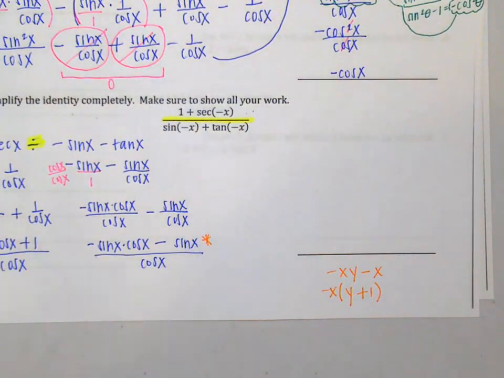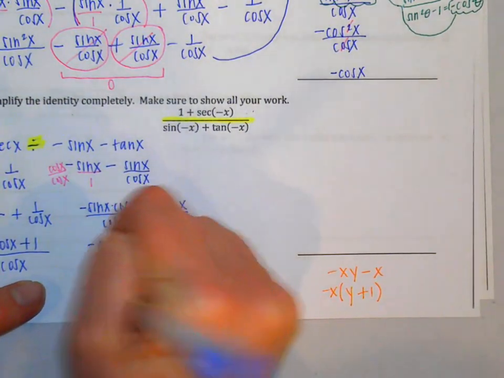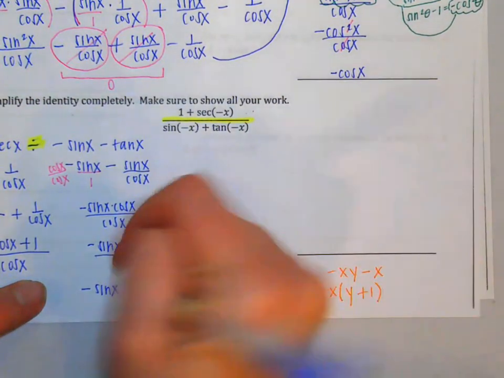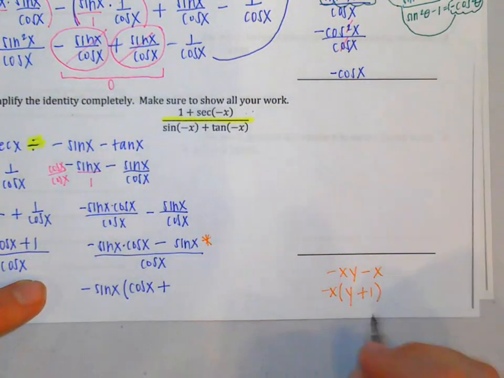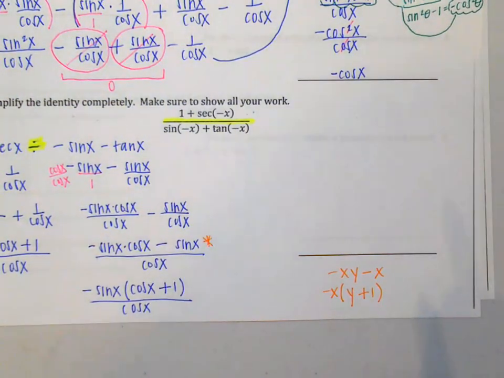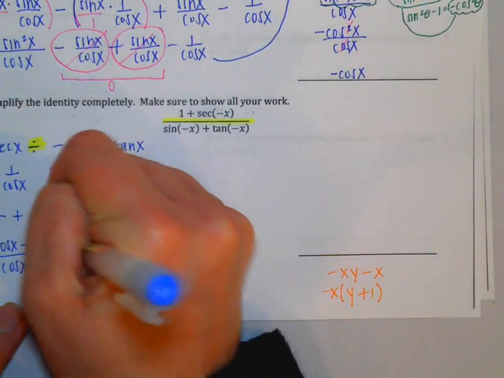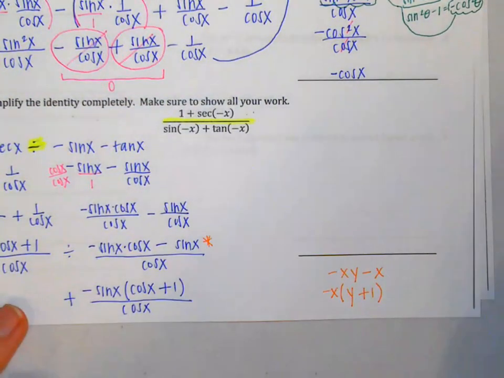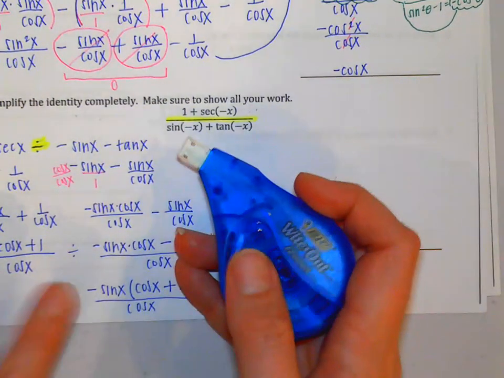And that's exactly what we're going to do here. So we're going to factor out a negative sine, because that's the x. And then that's going to be cosine x plus 1, still all over cosine x. So I just used this here to help me think about how I could factor out a GCF. Okay, so now let's look at both sides put together, because now let's see if there's anything I can cancel.